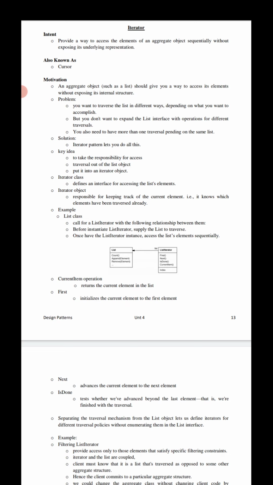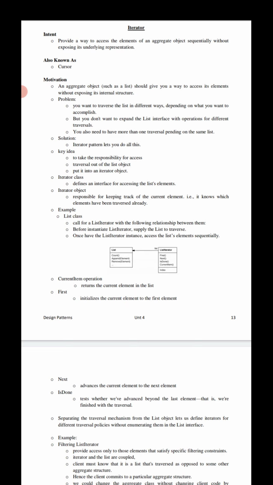Some of the operations and methods we need here: count, append element, in the sense adding some elements, removing some elements. Here you could call for a list iterator, with a list, first function, next function, is done function, current item function, some index. The current item operation just needs to return the current element in the list.